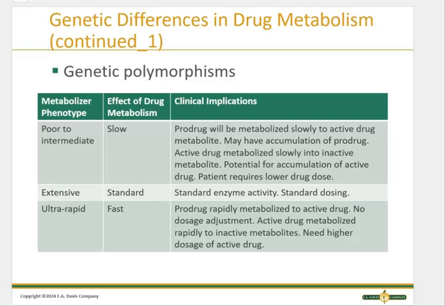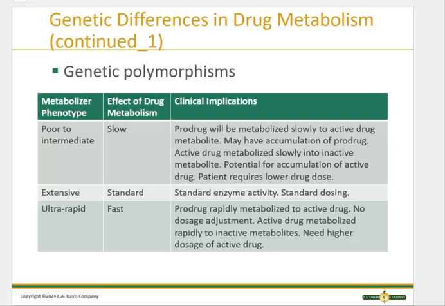Okay. If someone has extensive metabolism, we consider that to be the standard effect of drug metabolism, standard dosing, standard enzyme activity. It's kind of weird to think of it that way, that extensive is the normal. But ultra-rapid metabolizers have a really fast metabolism of the drug. So they're the opposite of the poor to intermediate.